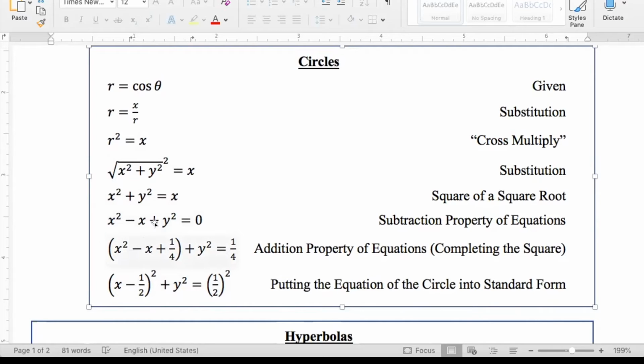And in order to complete the square, what you do is you add something to both sides so that this part right here becomes a perfect square. In fact, what you add is 1/4. So you add it here and you add it here. You clump this together, and that becomes x minus 1/2 squared plus y squared is equal to 1/2 squared.